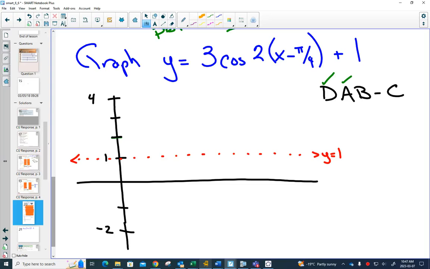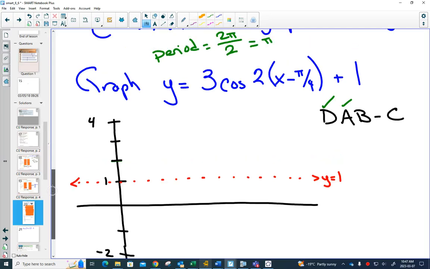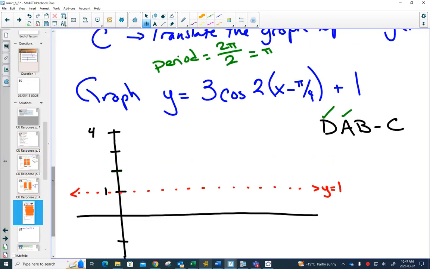Next, our B value. Our B value in this case is 2. Our B value figures out our period, and I've got it in green up at the top there. 2 pi divided by B, in other words, 2 pi divided by 2, our period is going to be pi. So the next thing is along your x-axis, choose a spot, doesn't really matter where, mark that as pi and divide it into 4 equal sections.